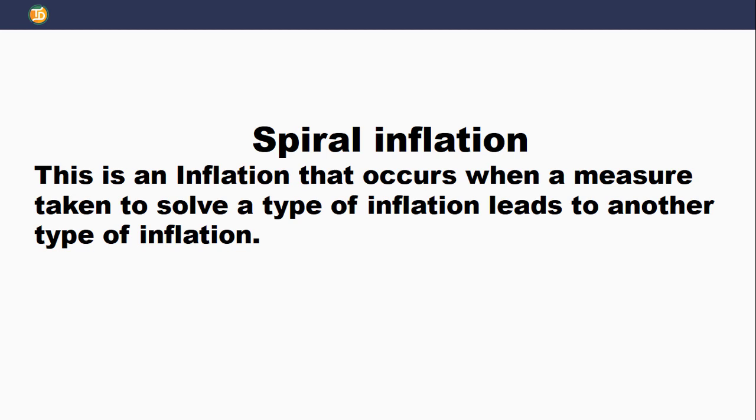The last type of inflation is called spiral inflation. Spiral inflation is an inflation that occurs when a measure taken to solve a particular type of inflation leads to another kind of inflation. So in that case, we call such kind of inflation a spiral inflation. I always say to people that the kind of inflation we have in Nigeria is a spiral inflation because government has been taking a lot of measures to solve the inflation. So it is leading to another kind of inflation. Such kind of inflation is said to be what? A spiral inflation, by my own observation.